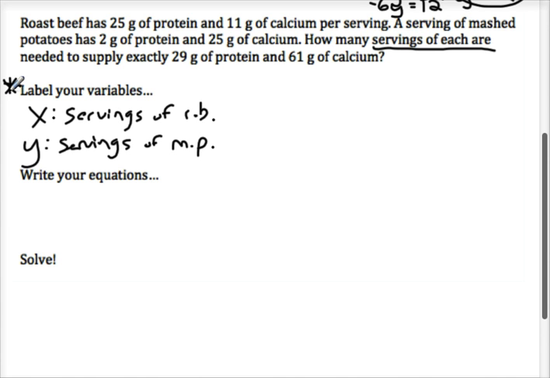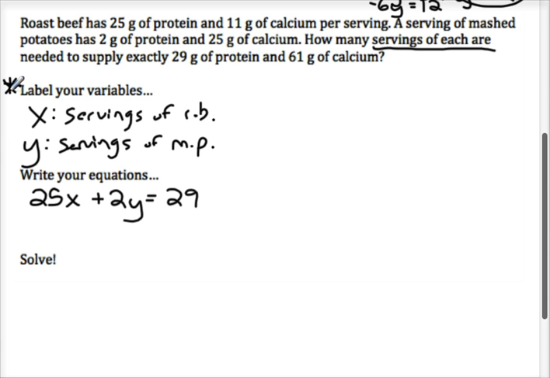Now we have two things we're talking about as well. We're talking about protein and calcium. So we have the amount of protein and calcium in each one, and then how much total we need. So I want us to consider the protein: 25 grams in roast beef, so we're getting that 25 with every serving, and we have x servings. We're also getting 2 grams of protein for every serving of mashed potatoes, so 2y. And how much protein are we looking for in total? Well, we're looking for 29 in total.